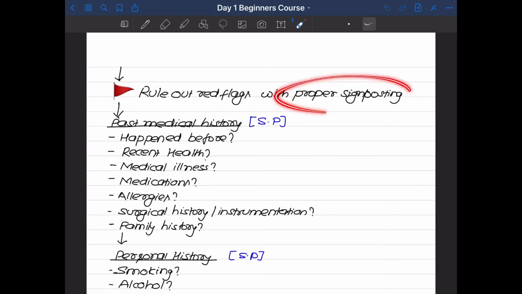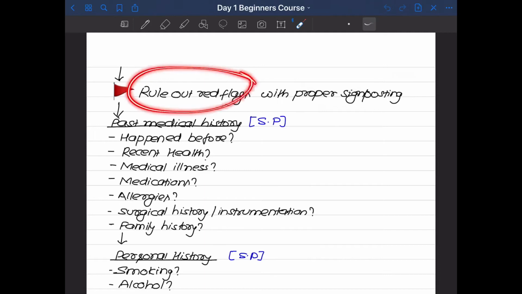So what kind of signposting can you do? You can say, well, Mr. John, when it comes to the headache like you've described, there are always a set of questions that we would like to ask just to make sure that everything is okay. That is the proper signposting. Then after that, you will do the red flag questioning.